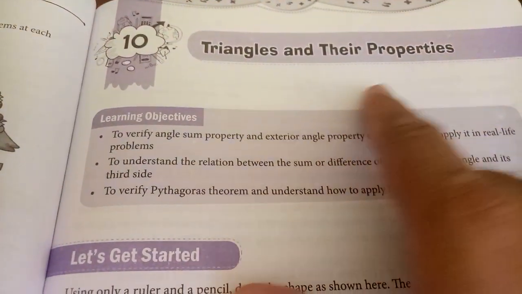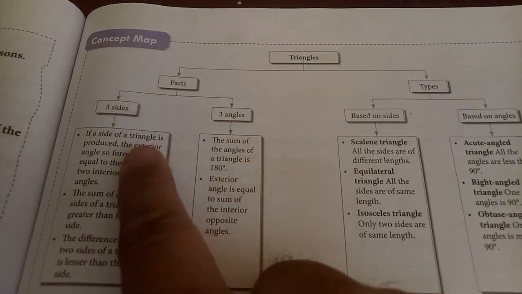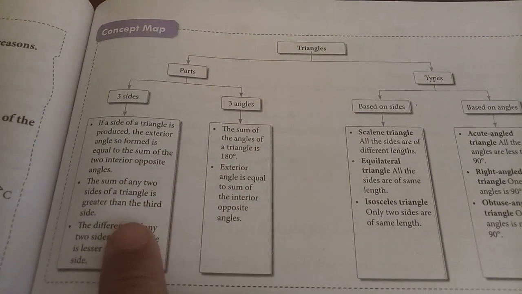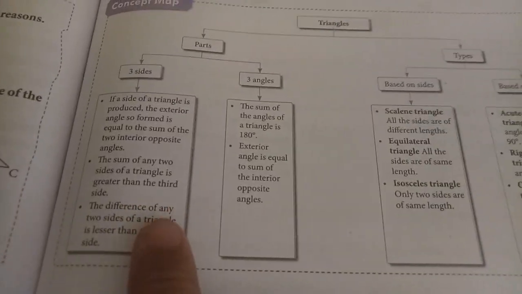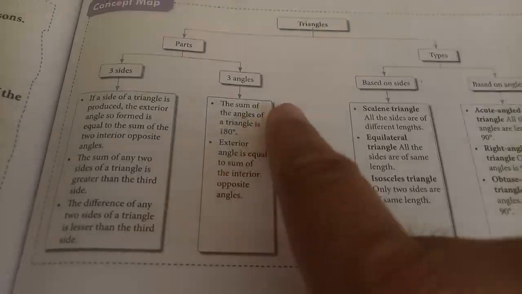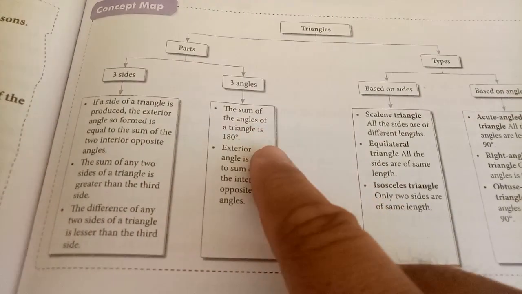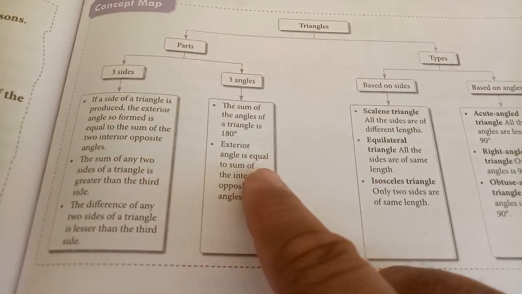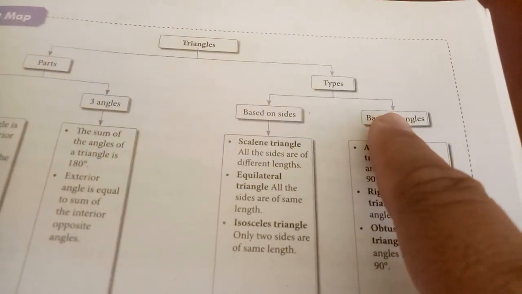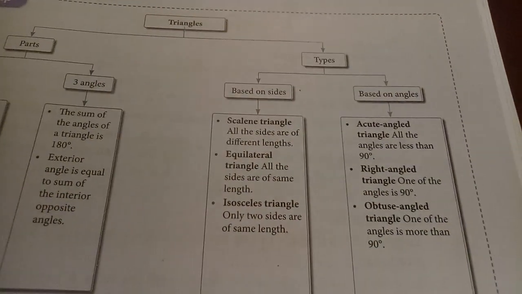Chapter 10, Triangle and their properties. Triangle: when a side of the triangle is produced, the exterior angle formed is equal to the sum of the two interior opposite angles. The sum of any two sides is greater than the third side. The difference of any two sides of the triangle is less than the third side. The sum of all three angles of a triangle is 180. The exterior angle is equal to the sum of the interior opposite angles. And the types based on sides: scalene and equilateral.